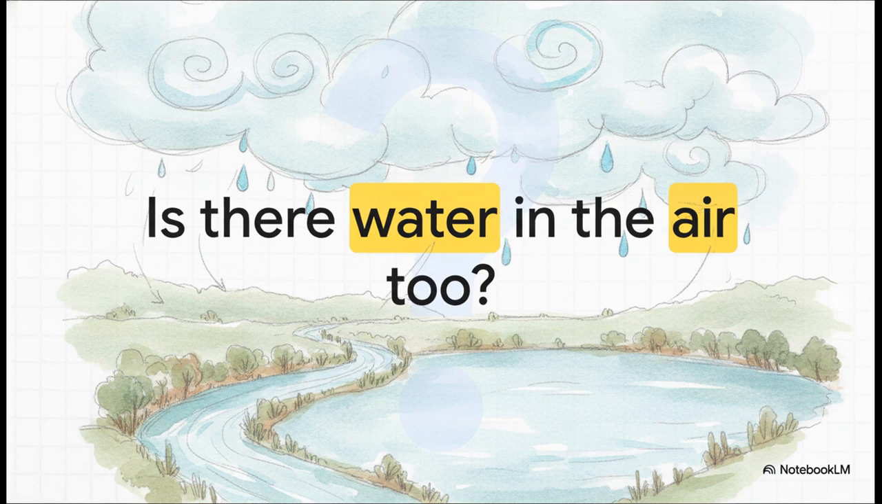Which brings us to a really curious question from our source text. Is there water in the air too? I mean, we've talked about the liquid water on the ground, that precious teaspoon, but we kind of have to pivot our narrative to the atmosphere now. How does it move around? Does it just sit there in lakes and rivers? To figure out how this shared resource reaches everywhere, we actually have to look up.